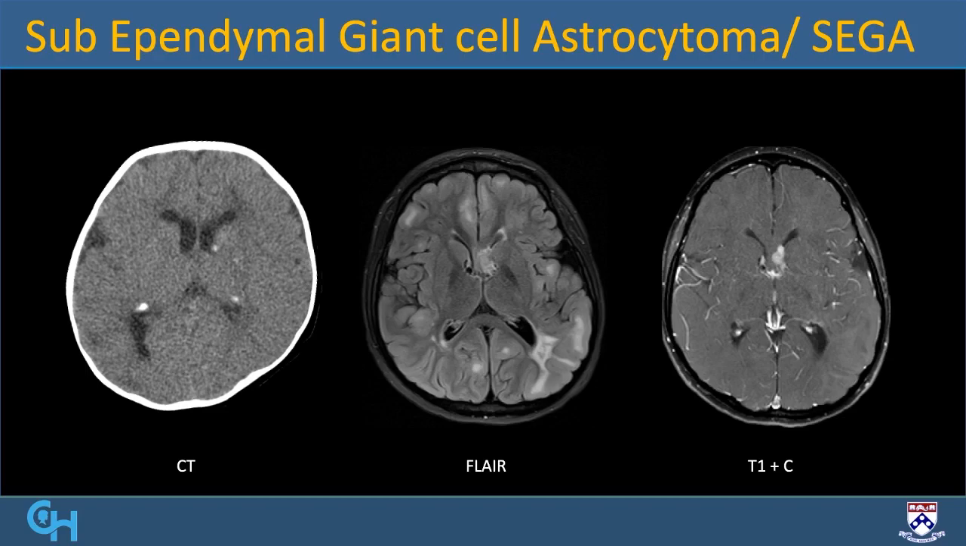Many of these SEGAs may not show any enhancement, and at our institution, because we want to reduce the gadolinium-associated accumulation in patients who get frequent imaging for their follow-up, we have started doing these studies without contrast, because the main aim of the study is to characterize the size of the lesion and also to notice if there is any hydrocephalus that is developing. So remember the association of subependymal giant cell astrocytomas with tuberous sclerosis.